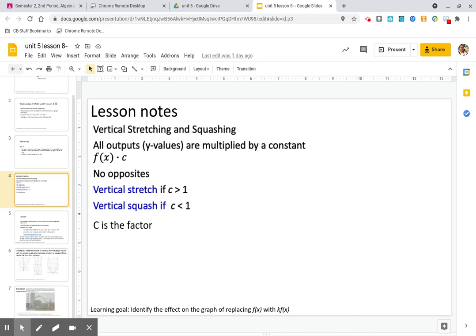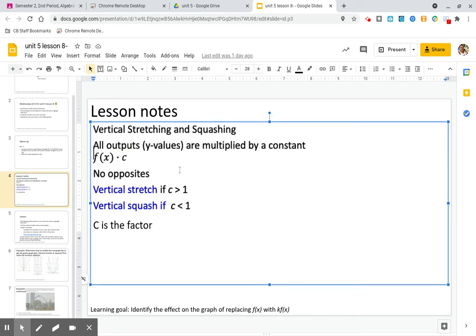And if you remember, it turns out our rules in terms of function notation are very similar to what they were with vertical shifts. Remember, with vertical shifts, way back in lesson 2, I believe, we didn't do the opposite. If we were doing a vertical shift up or down, we would actually do the plus or the minus, and that number would go outside. And the same thing is going to happen here. So for a vertical stretch, all our outputs, all our y values are multiplied by a constant. That goes outside the parentheses.